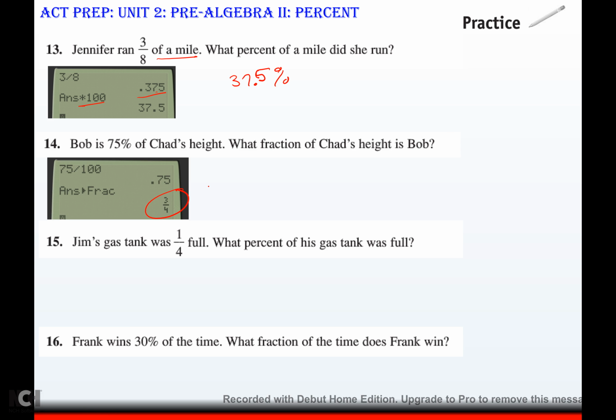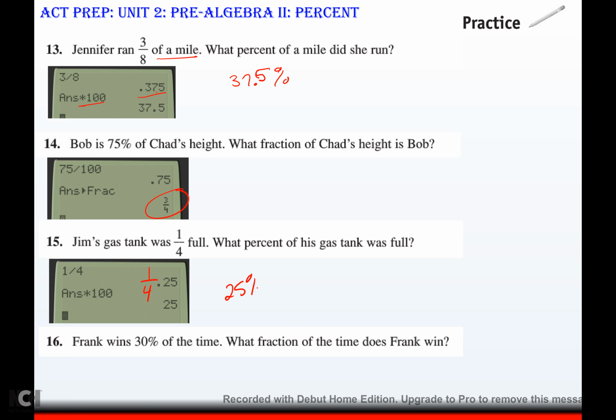Okay. Jim's gas tank was a quarter full. What percent of his gas tank was full? Well, a quarter divided would make 0.25. Multiply it by 100 makes 25%. Again, that's one you should automatically know.